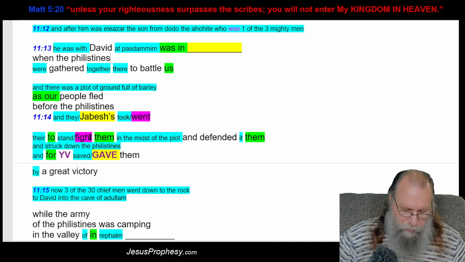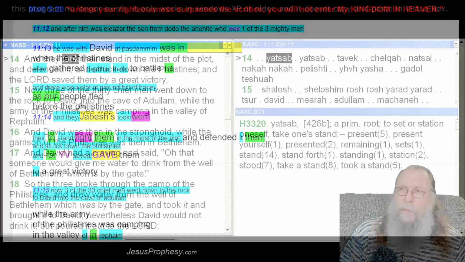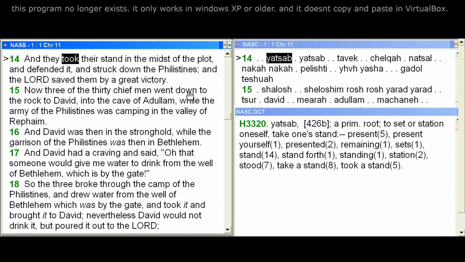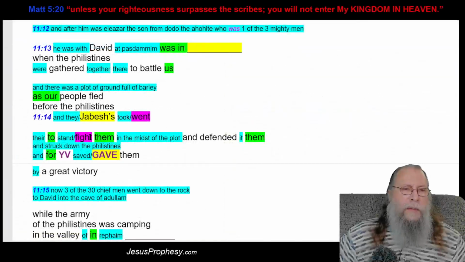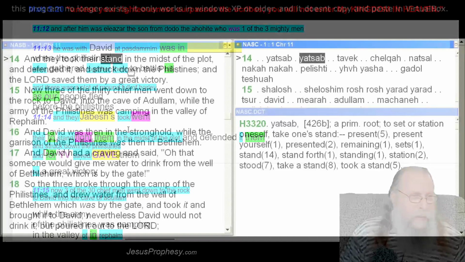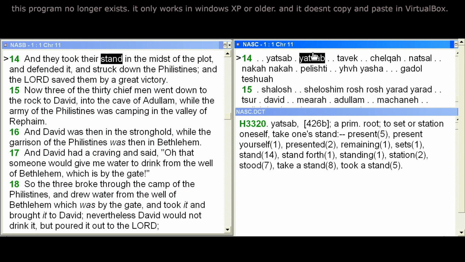And when I show you the New American Standard Bible that I use, because I have this concordance over here, when I click on this word, you can see it as this word. But if I click on this word, you can see it as stand. Now if we come back here and look, you can see that I've got took right here and stand right here. So both of these two words I have highlighted are actually the same word over here.